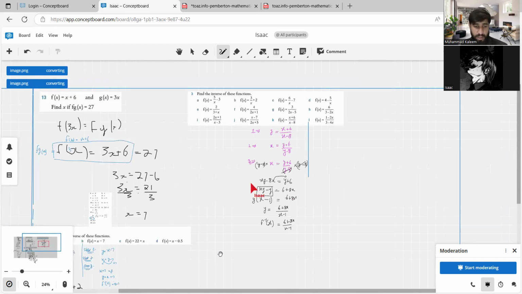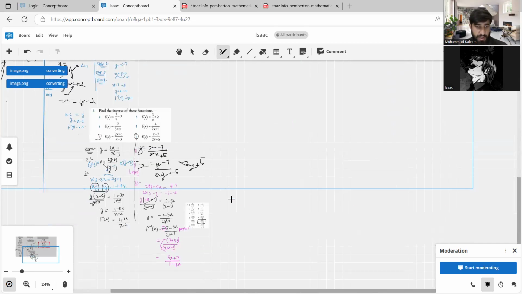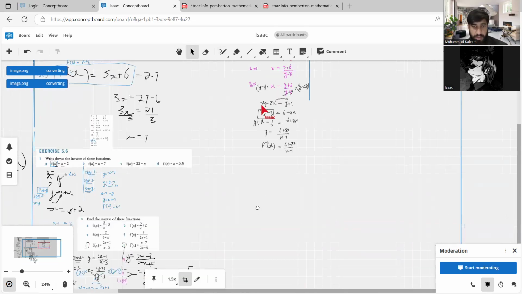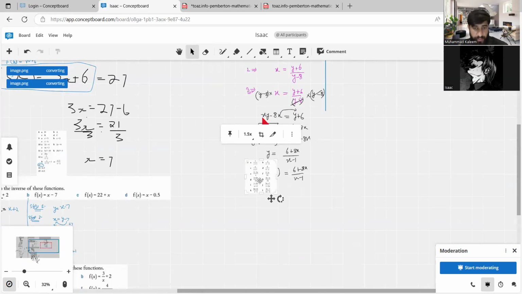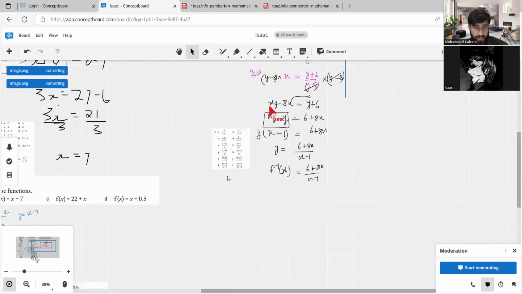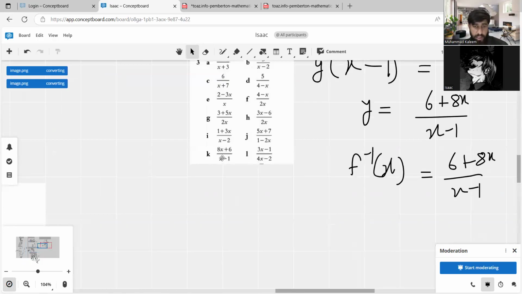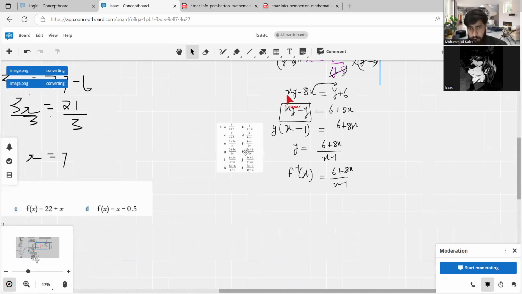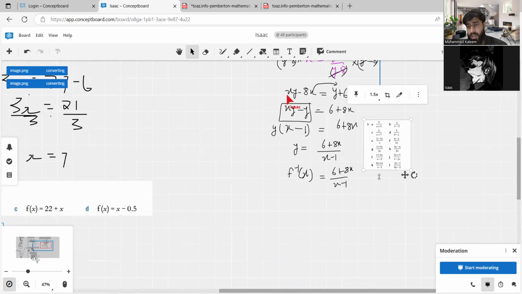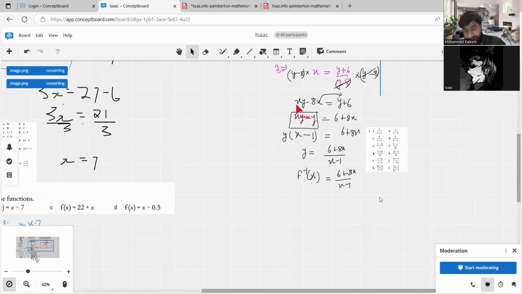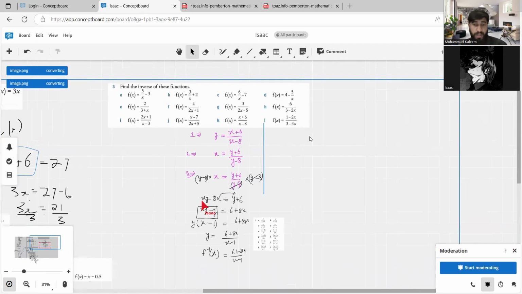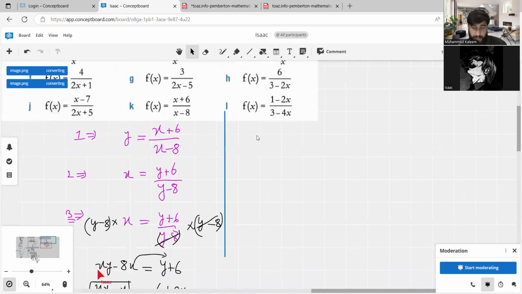Let's verify. I already pasted the answer sheet. Here it is. Let me paste it here. We did the k part. 8x plus 6 over x minus 1. Yeah, that's the right answer. Okay, last question of this category. Then we will move on.